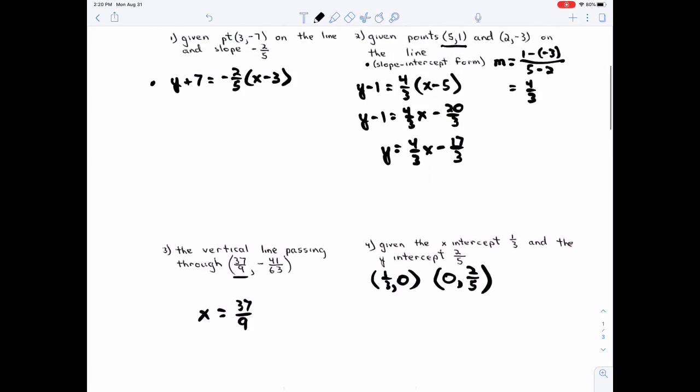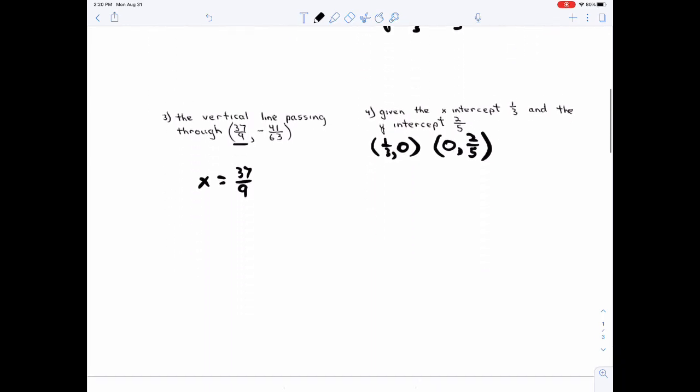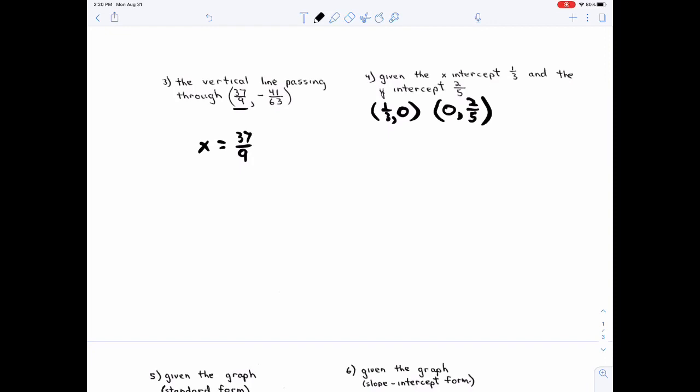So what do you do? Well, at this point, it's the exact same problem as number 2. You find a point, you find the slope, you write the point-slope form. So let's find the slope. It's the change in y, so it's 0 minus 2/5.